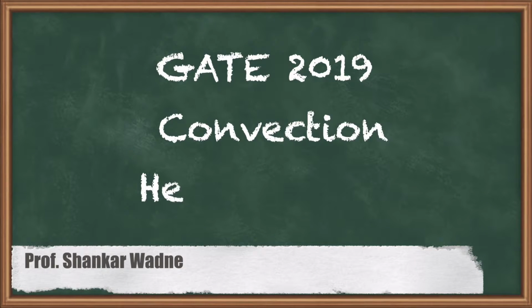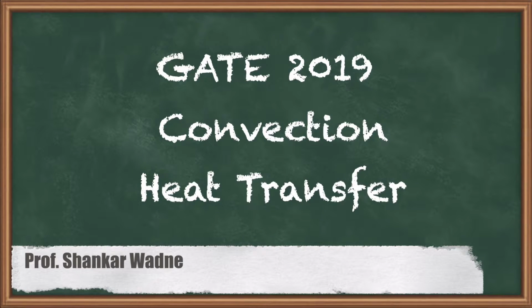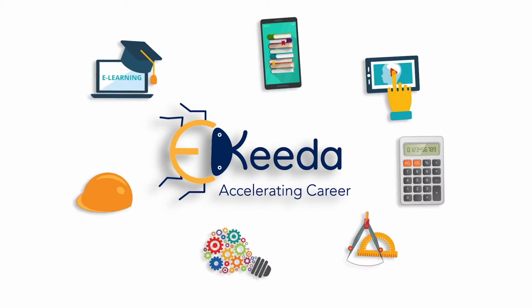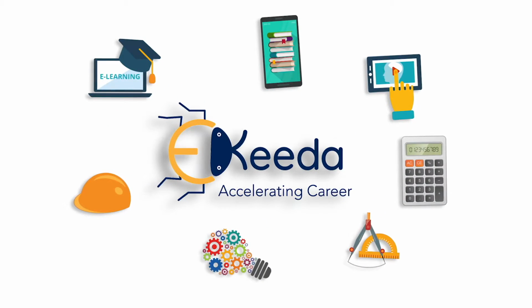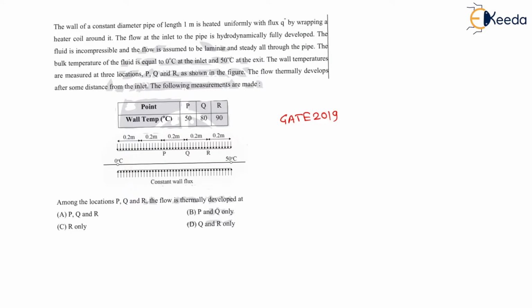Hello, my dear students. In this lecture, we are going to see two numericals which were asked in GATE 2019. The first question was asked for 2 marks, and the second question, which was asked for 1 mark in Set 1, we will also see. Now let us understand the question.